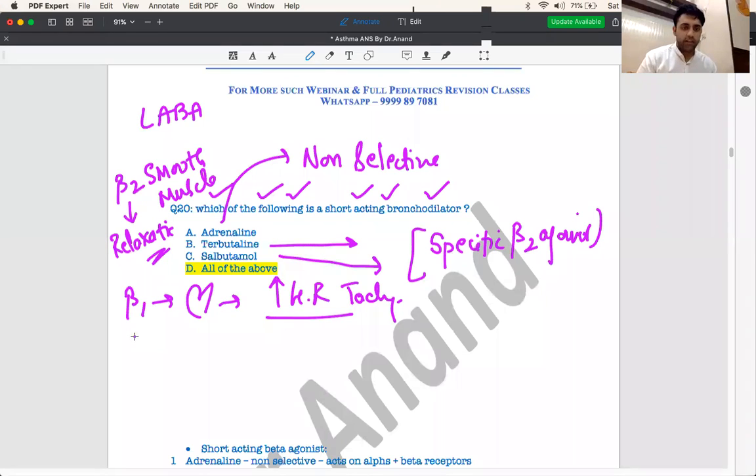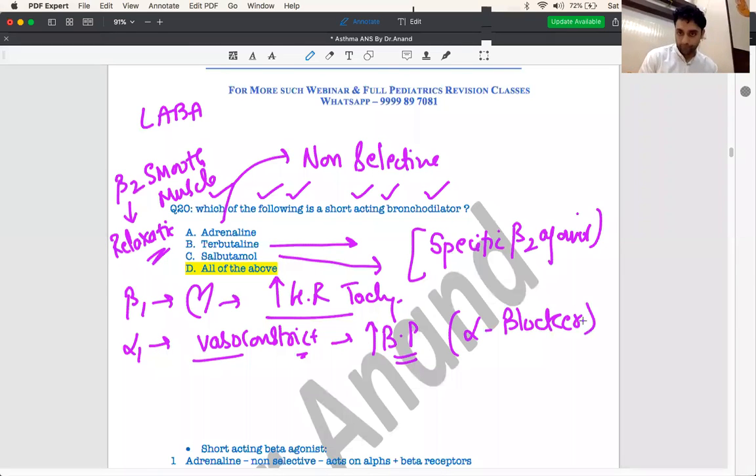Okay, coming to alpha 1. Where are alpha 1 receptors present and what does it cause? Any random guesses? Samir is right. Alpha 1 causes vasoconstriction. That is why it increases my BP. Alpha 1 causes vasoconstriction, it increases the blood pressure. That is why we give alpha blockers in hypertension.